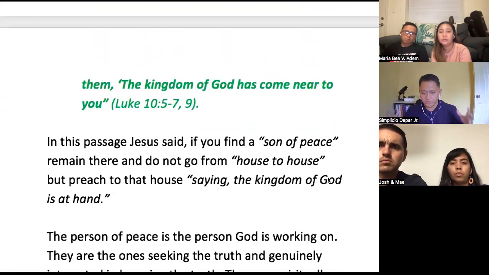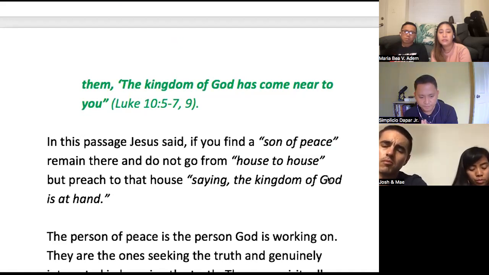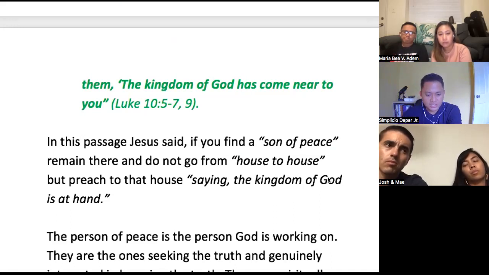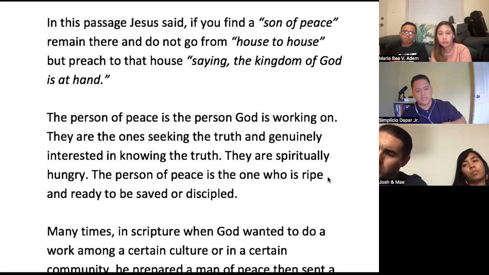He's talking about focus. If you meet someone who accepts you, who likes to listen to you, who is a son of peace, then focus on that person, focus on that family, and disciple them. Don't move yet to another person, and don't focus on finding new ones first. If you have found a person of peace, laser focus on that person. In this passage, Jesus said, if you find a son of peace, remain there and do not go from house to house, but preach to that house, saying the kingdom of God is at hand.